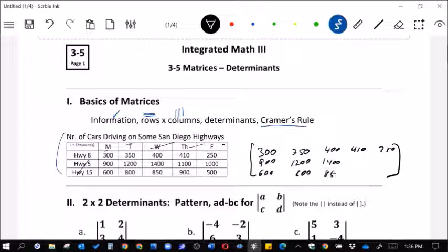I'll do that really quickly here. And what we have are 3 rows and 5 columns. So since we have 3 rows and 5 columns, we have what's called a 3 by 5 matrix.